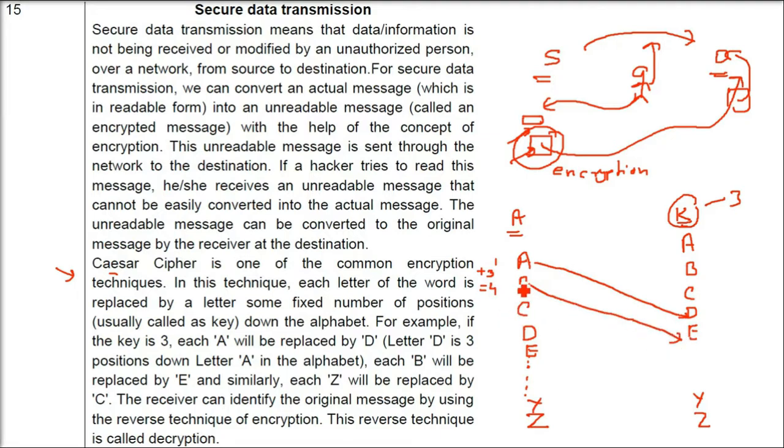Same thing, B is in the 2nd position. So when you add 3 to this B, it will be 2 plus 3, which is 5. So 5, that is the E position. E is at the 5th position. Similarly, C will be replaced by what? A, B, C, D, E, F.